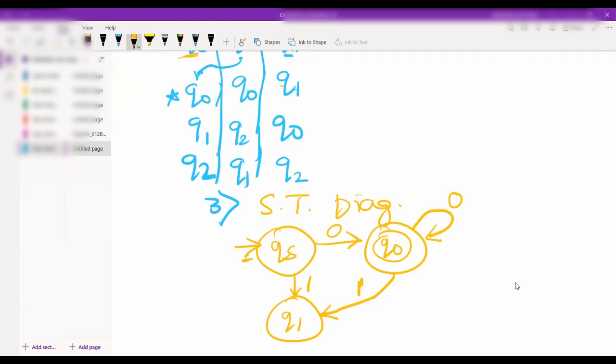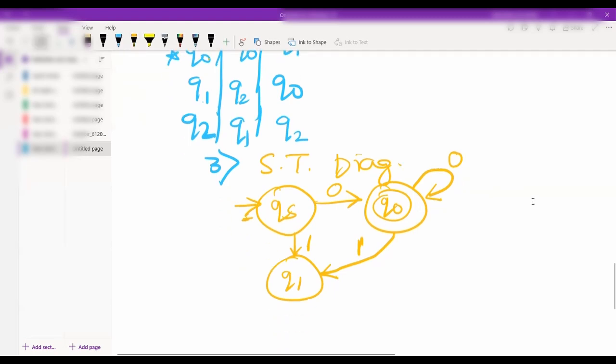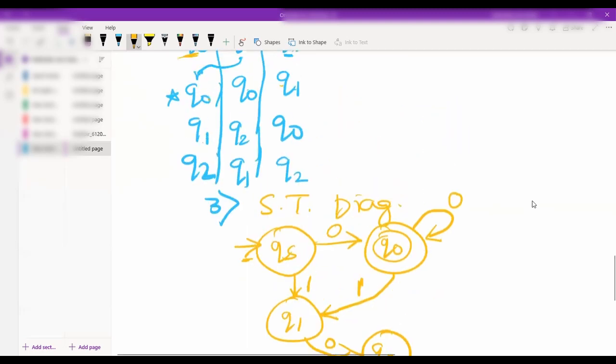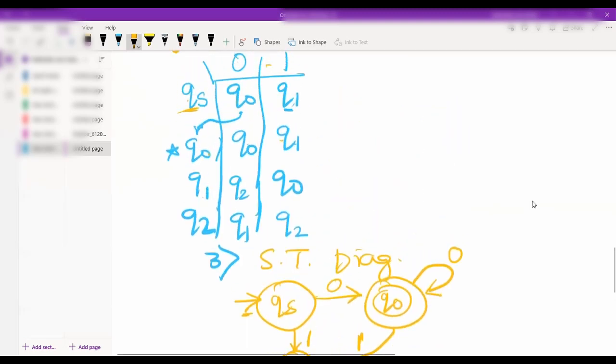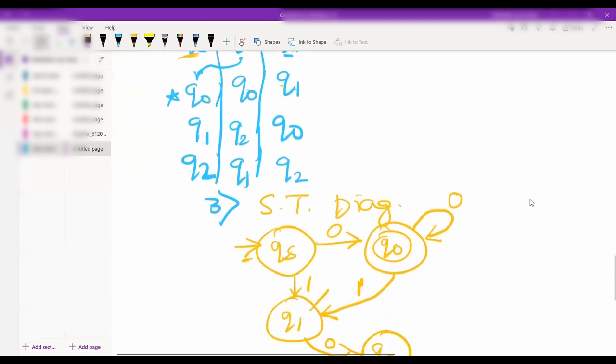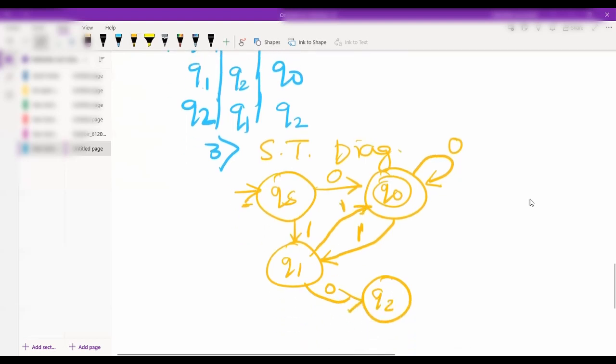Now Q1 on 0 goes to Q2, so there has to be one more state, which is Q2. So this is Q2. Q1 on 0 goes to Q2 state, and Q1 on 1 goes to Q0 state. Now Q2 on 0 goes to Q1 state, and Q2 on 1 goes to itself, so we are going to have this kind of loop. Okay, so this is how we have completed the state transition diagram.